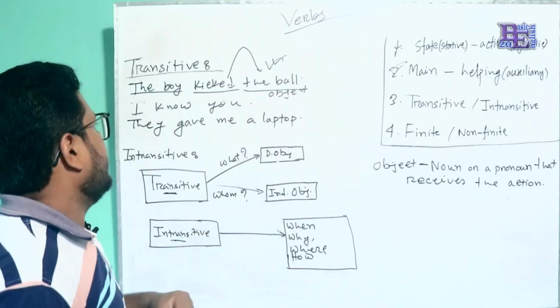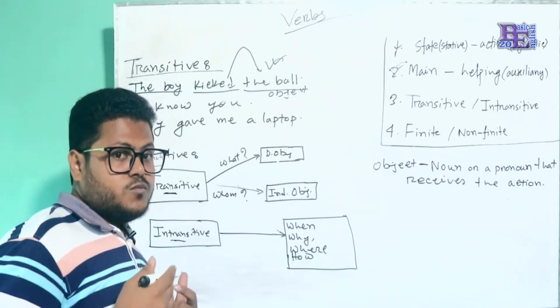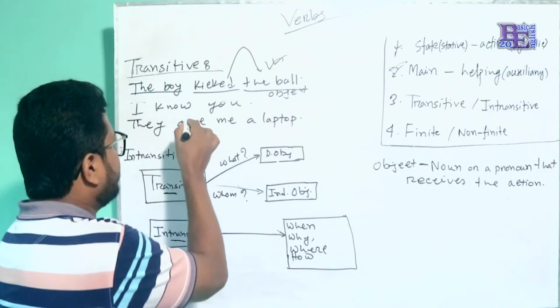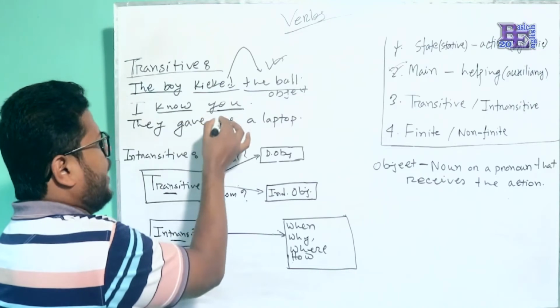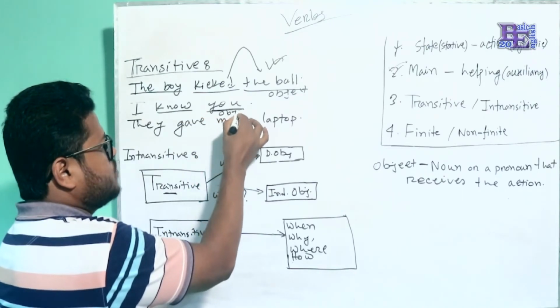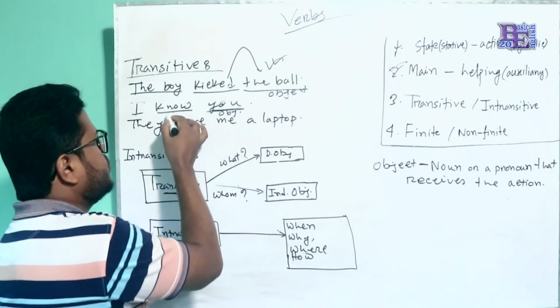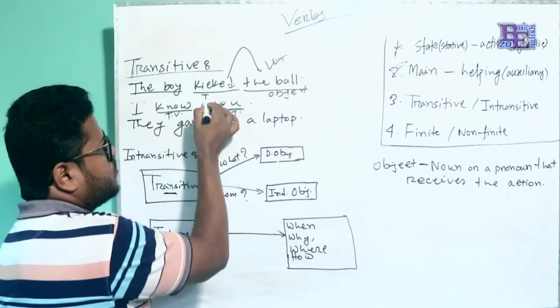Next, I know you. Whom do I know? If I ask the question whom do I know, then I will get the answer you. Here the verb is know and the object is you, so it has taken an object to complete the meaning. It is also a transitive verb.